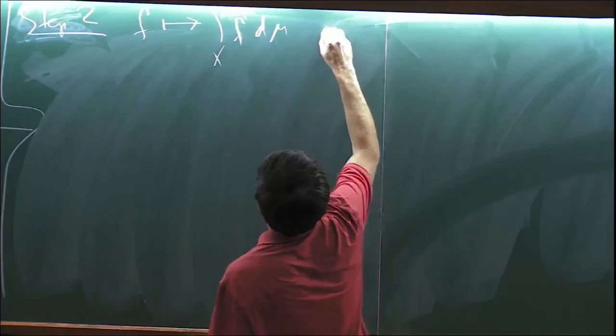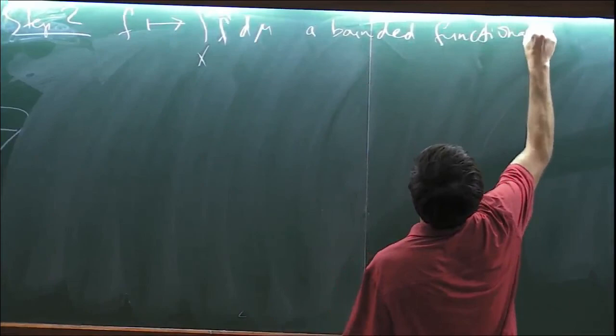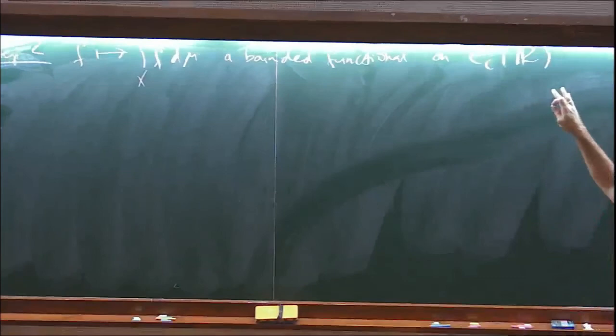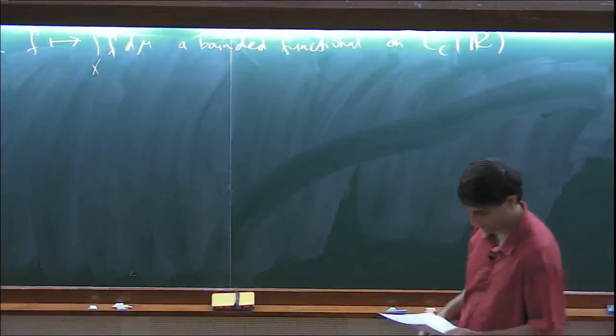We know that we are getting an L1 in a bounded way, and this basically means that if we associate to f the integral of f hat d mu, this becomes a bounded functional on the space of compactly supported continuous functions. Therefore, it comes with a measure.